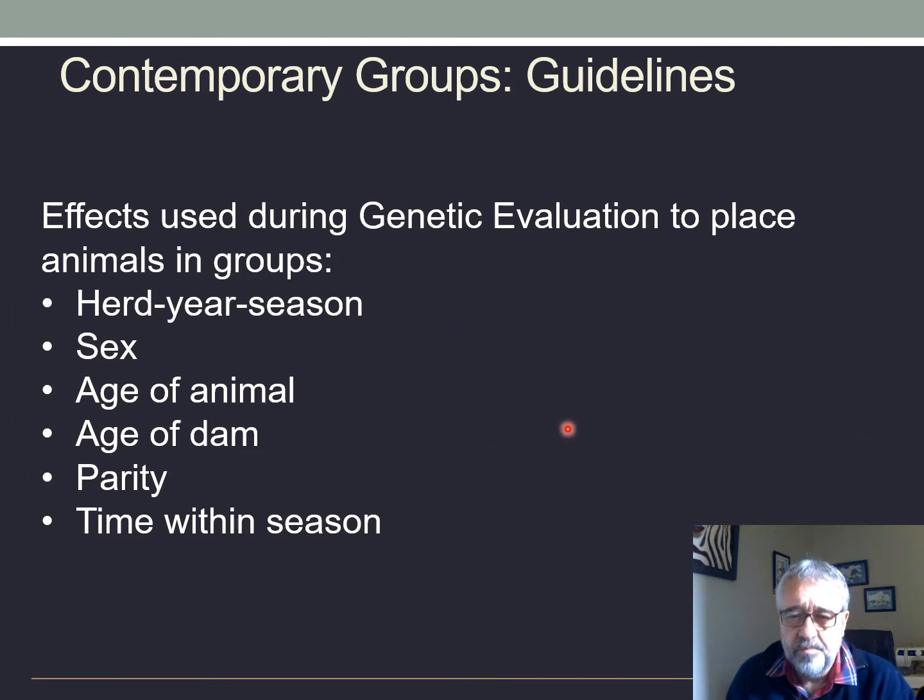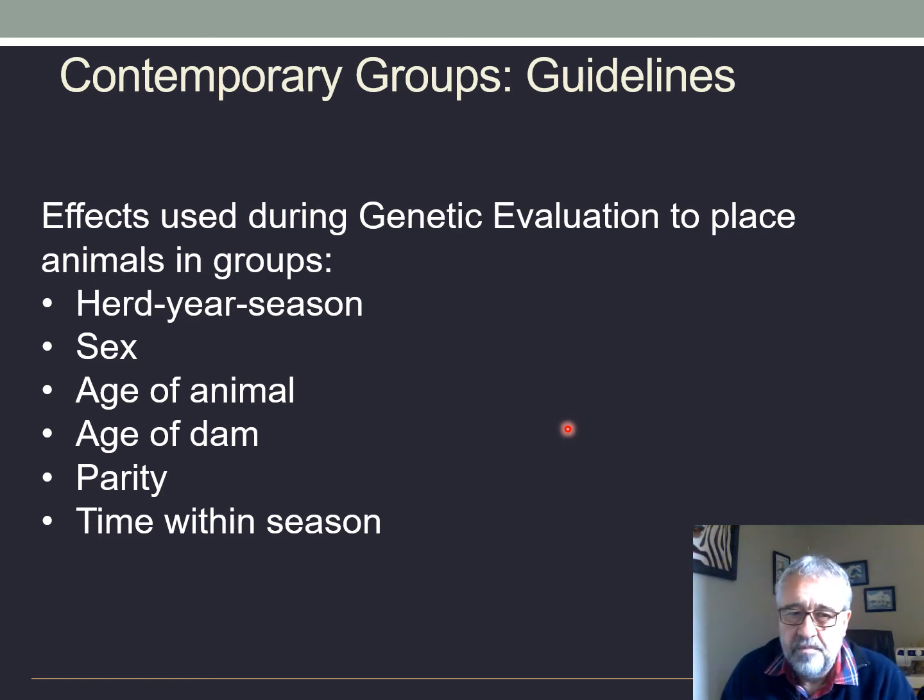Okay, so just some broad guidelines for drafting of contemporary groups. Animals are automatically placed in a herd-year-season group. So if you have a calving season, all those animals will immediately have their own group, and obviously within herd. The sex of the animal is being taken care of. Males and females cannot be compared, obviously. The age of the animal is being corrected, so it's included in the so-called BLUP models.